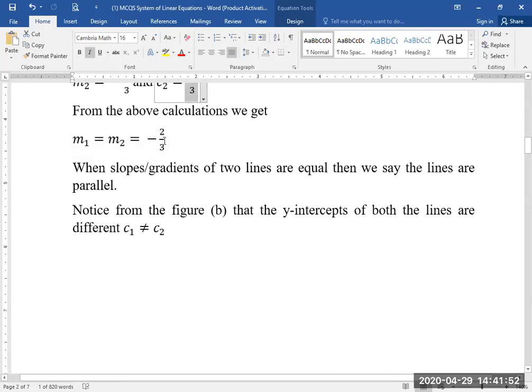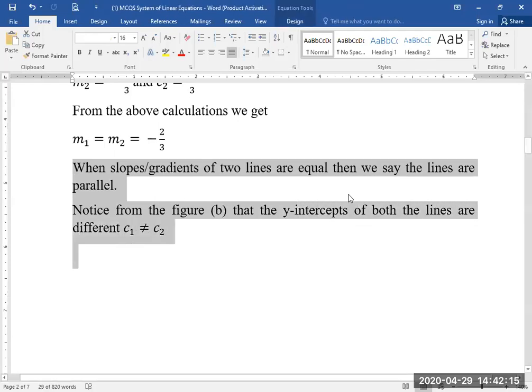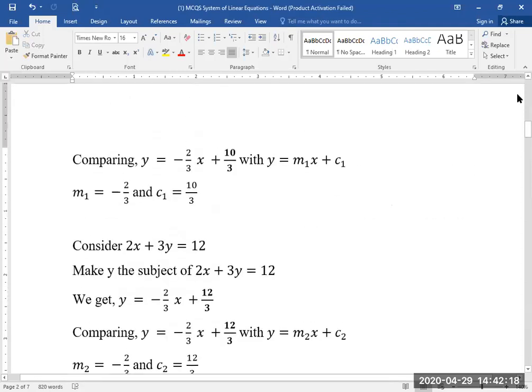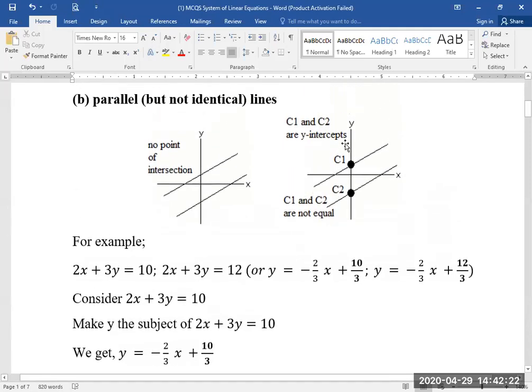Therefore, the slopes of the lines are equal. When the slopes, or in another form, the gradients, of two lines are equal, then we say the lines are parallel. Notice from figure B that the y-intercepts of both lines are different. I have also mentioned here in graph B, we can see clearly both C1 and C2 are different, but the gradients of both lines are the same.